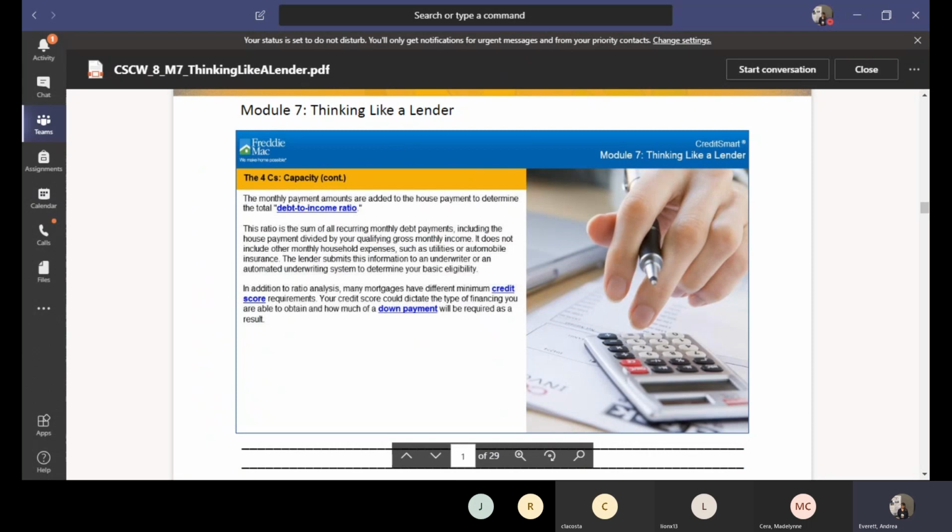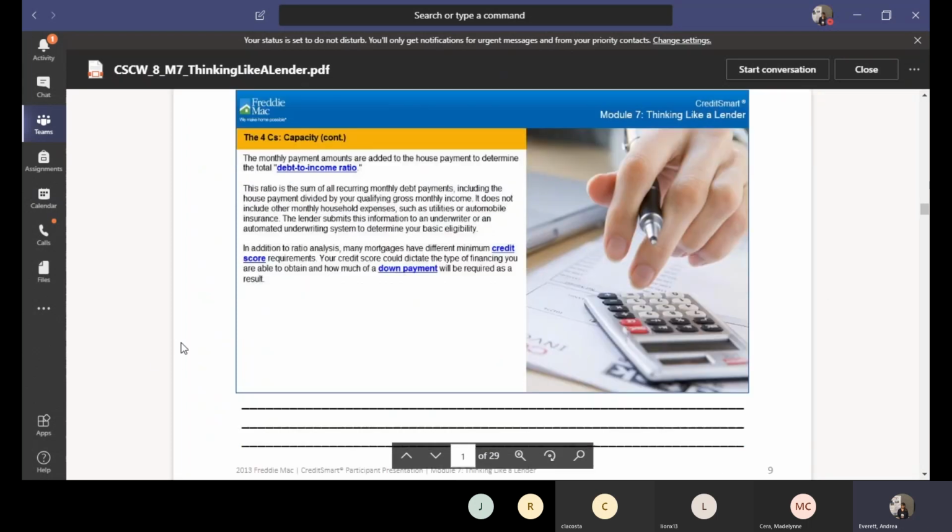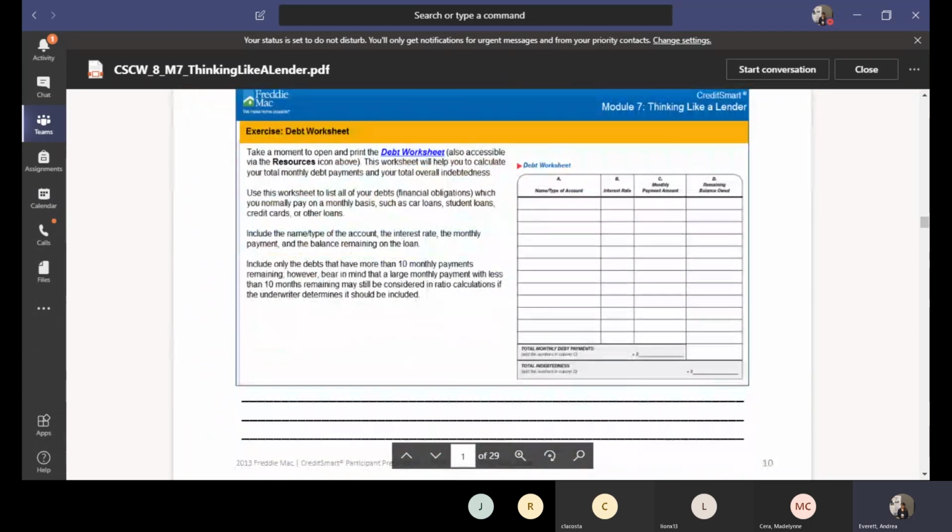That down payment is a portion of the price of a home, usually between 5 and 20%, not borrowed and paid upfront. So if you're being asked to put 5% down, in my example of that $120,000 mortgage, 5% is $6,000. When you're looking to buy a home, you need to save up a good amount of money to be able to put that down. Okay, so here is the debt worksheet that I was talking about earlier.